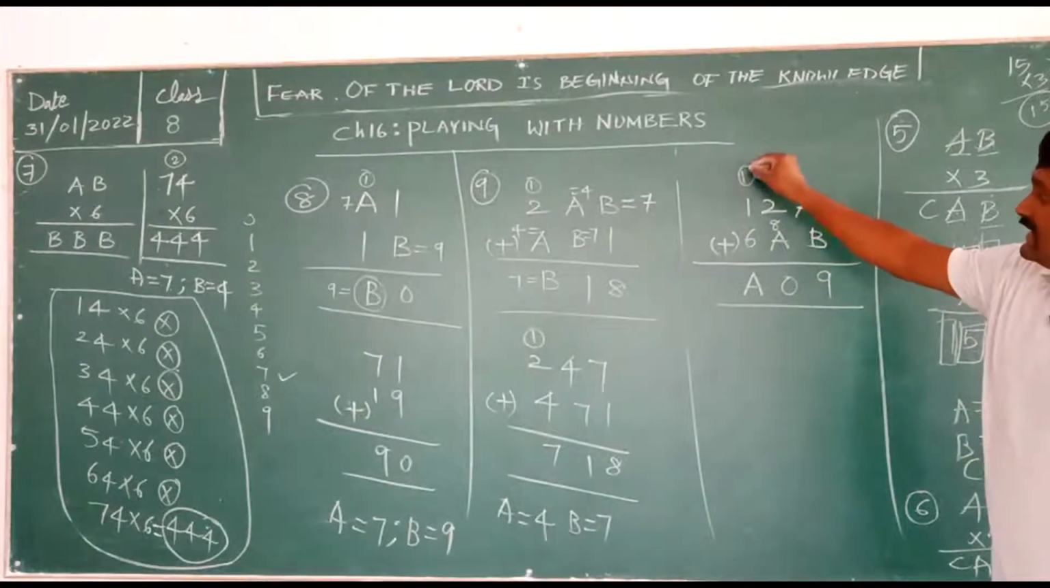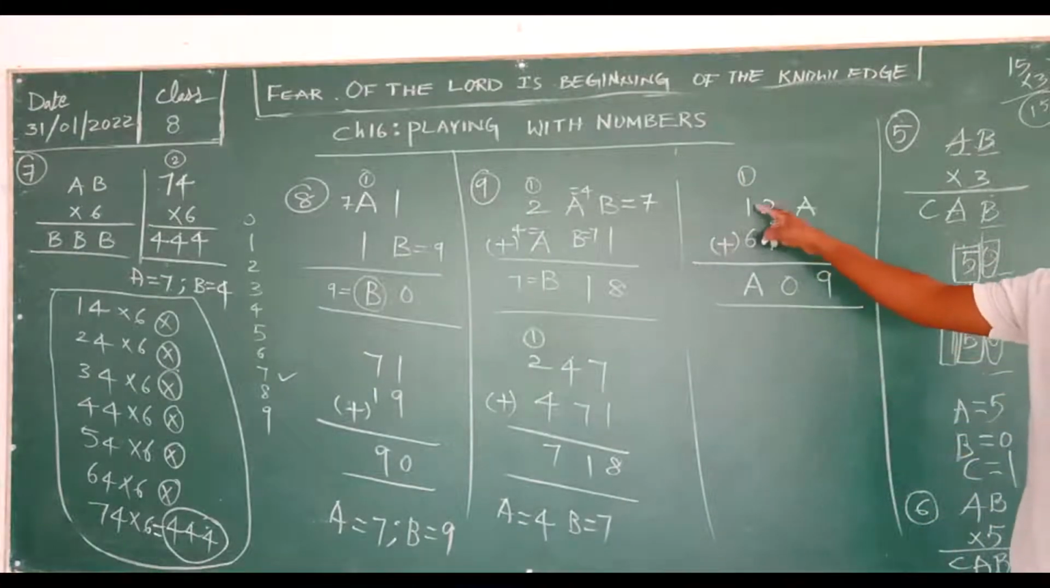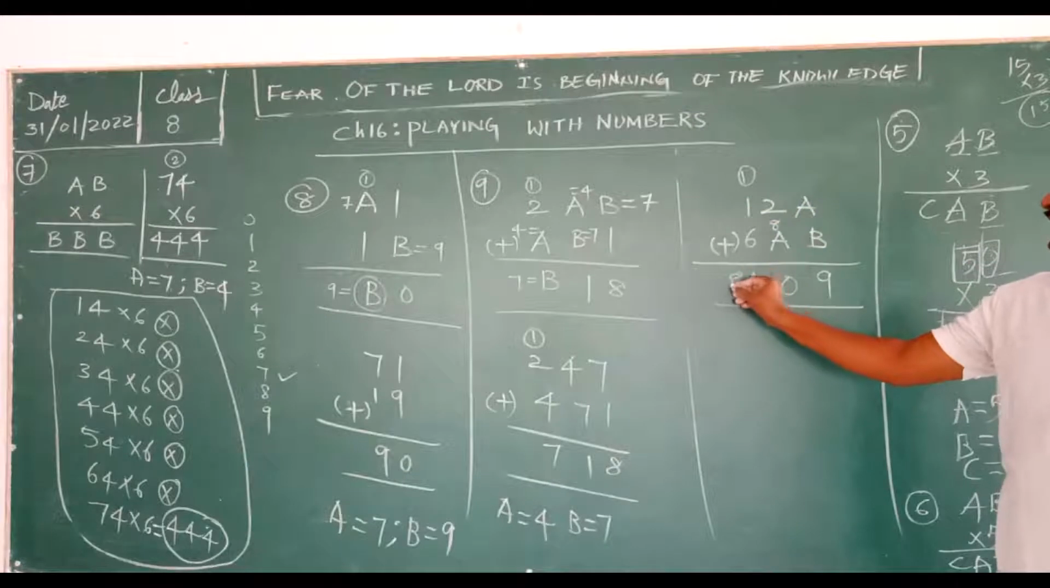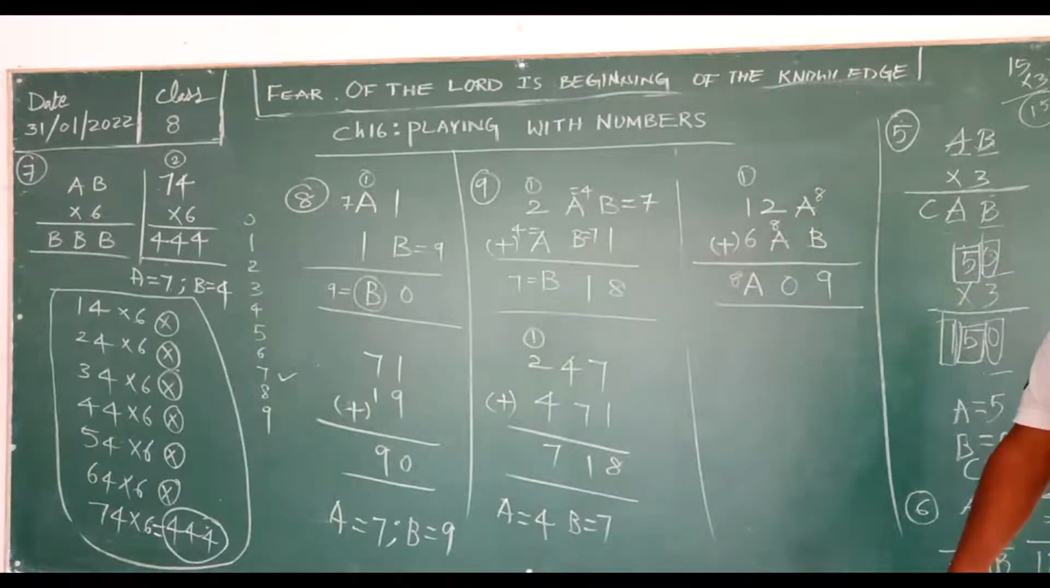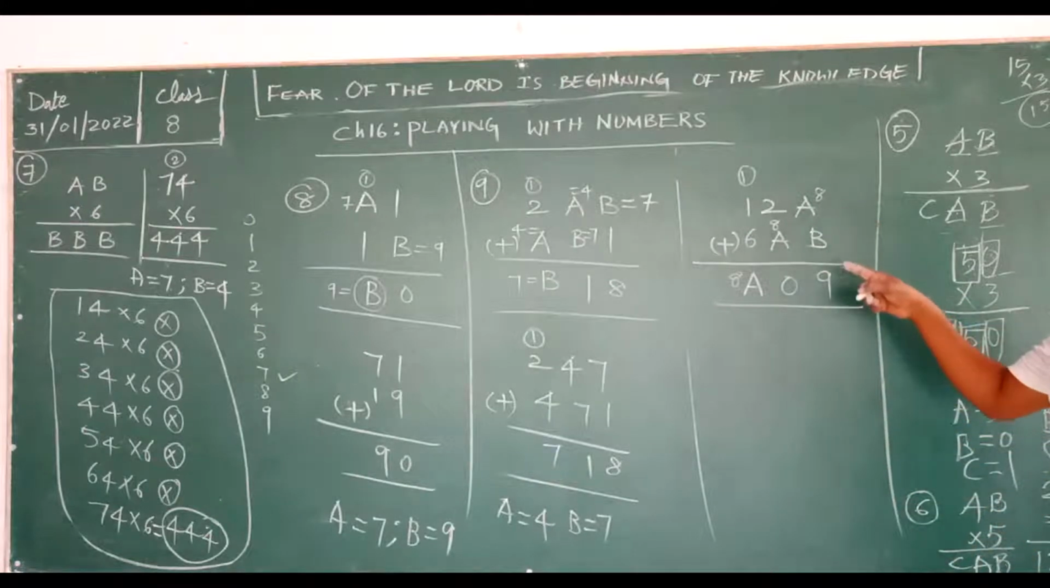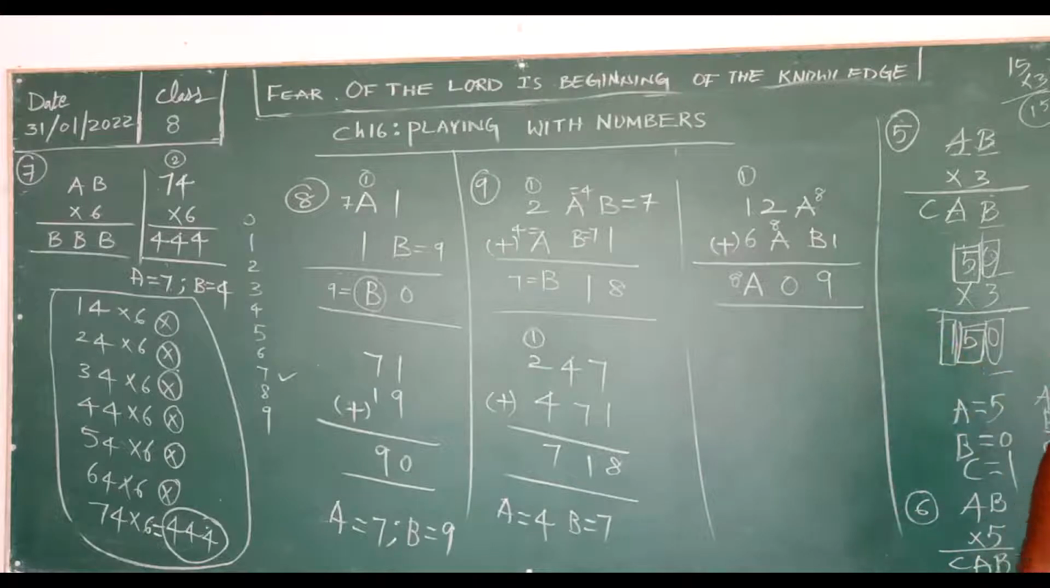1 will be carried here, then 6 plus 1 plus 1, you are going to get 8. So this is 8, here also 8, and here A is there, that means 8. How much do I need to add to the 8 to get 9? So 1, so B should be 1.